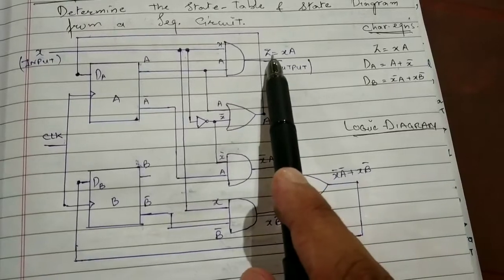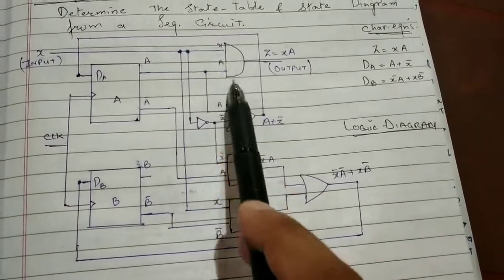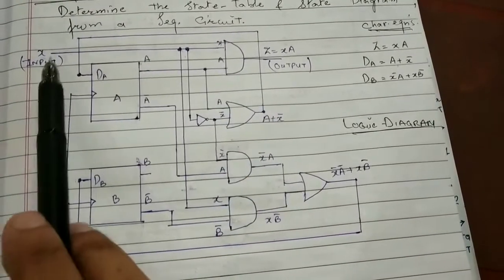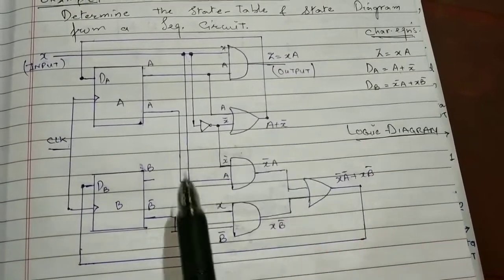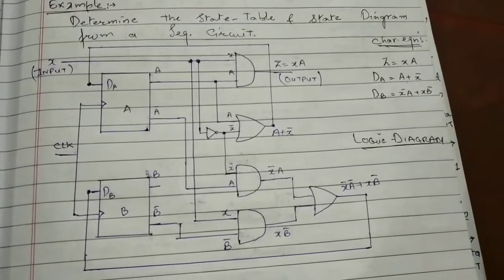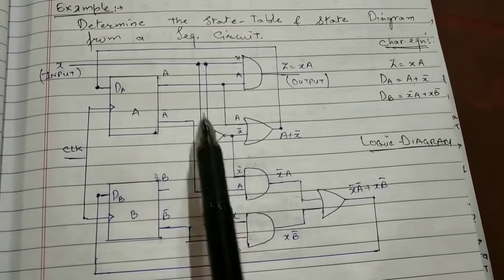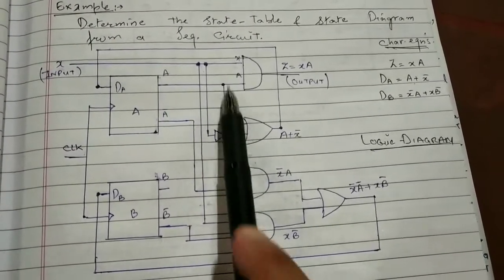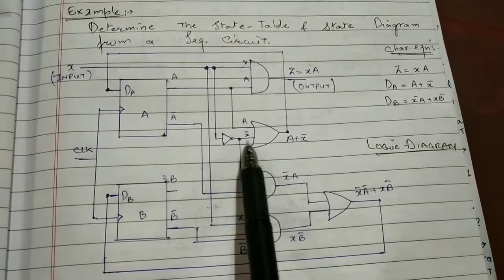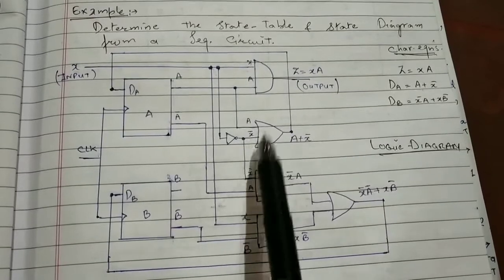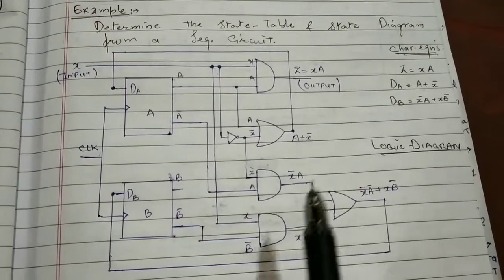Here the output Z can be found from this AND gate. It is the AND of the X input and the A input, so Z is XA. Now the value of dA can be obtained. dA is equal to A OR X bar, where X bar comes from X through the inverter, so dA is A plus X bar.